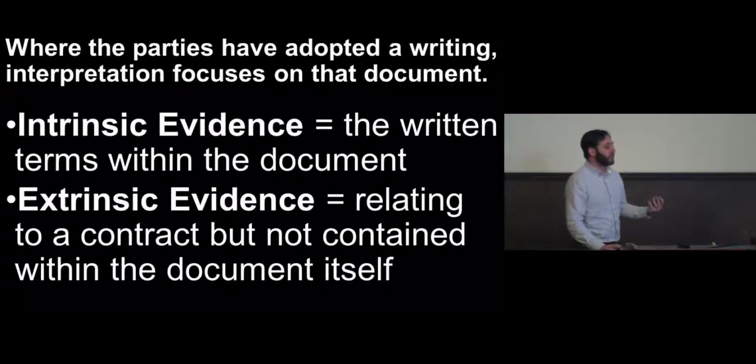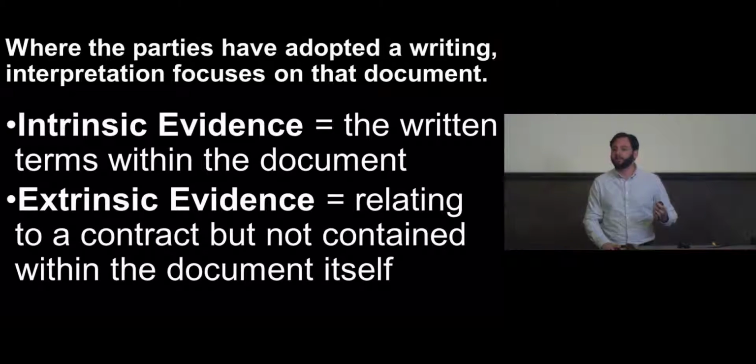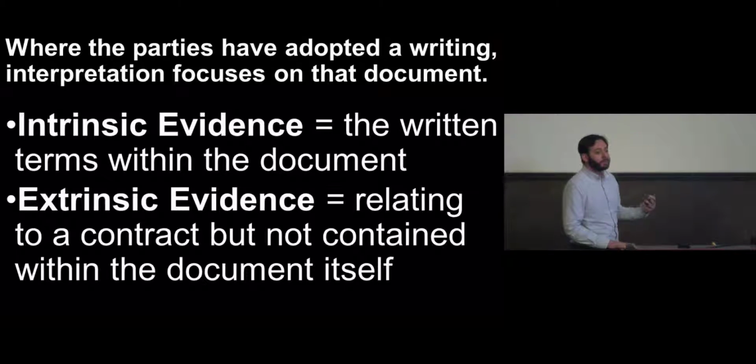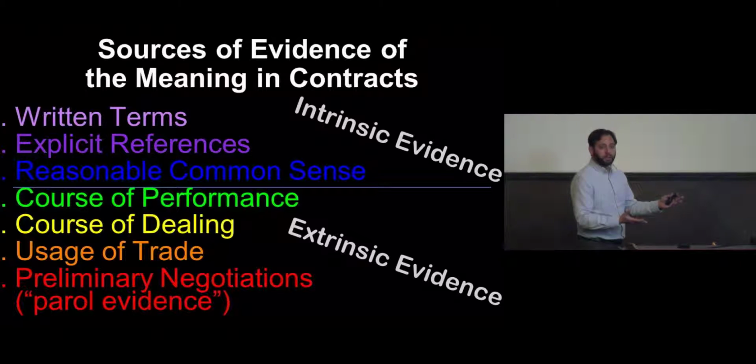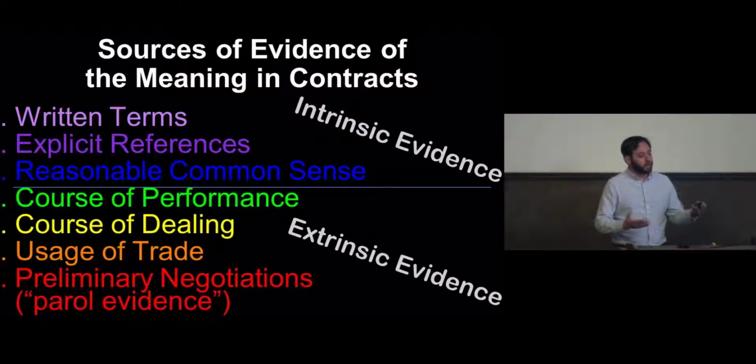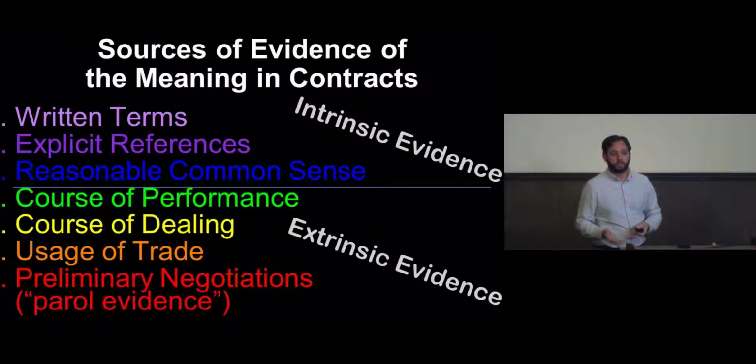We have intrinsic evidence. Intrinsic evidence means evidence in the four corners, written in the document or the contract itself, as opposed to everything else, extrinsic evidence, related to a contract, but not contained within the contract itself. And then we can structure this in terms of priorities of interpretation through understanding intrinsic versus extrinsic evidence. So I've identified 7 types of evidence on this chart. These are 7 sources of meaning in contracts, and they generally fall into intrinsic and extrinsic evidence.